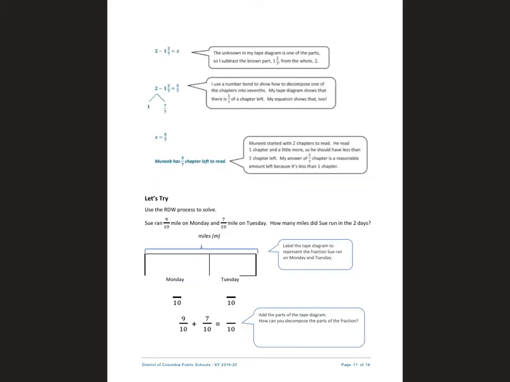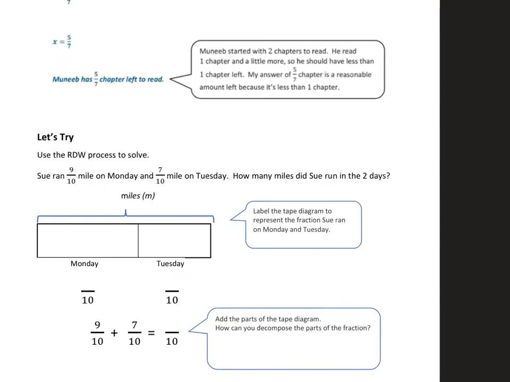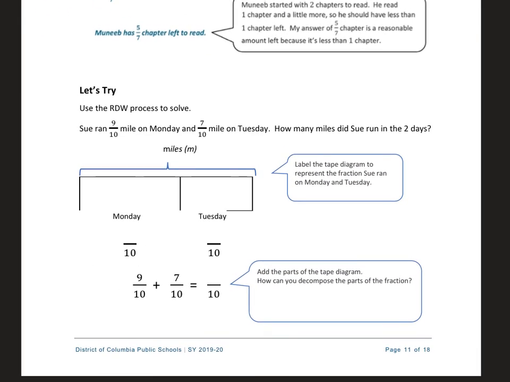All right, so we're going to go down to the let's try section. Again, it starts with us just filling in some areas, and then as we move through, you do more of the work. We're going to start with reading the problem and underlining what we know and what we're trying to find out. So Sue ran 9/10 of a mile on Monday and 7/10 of a mile on Tuesday. How many miles did Sue run in the 2 days?